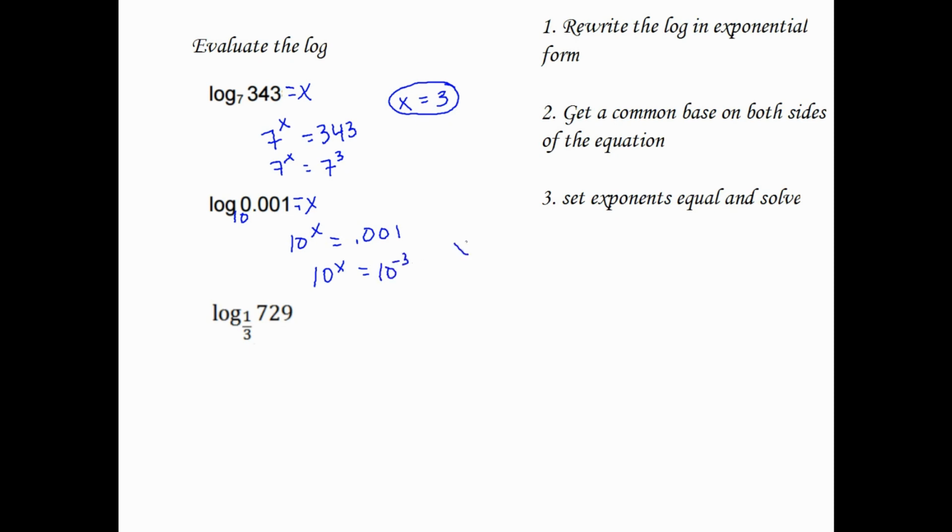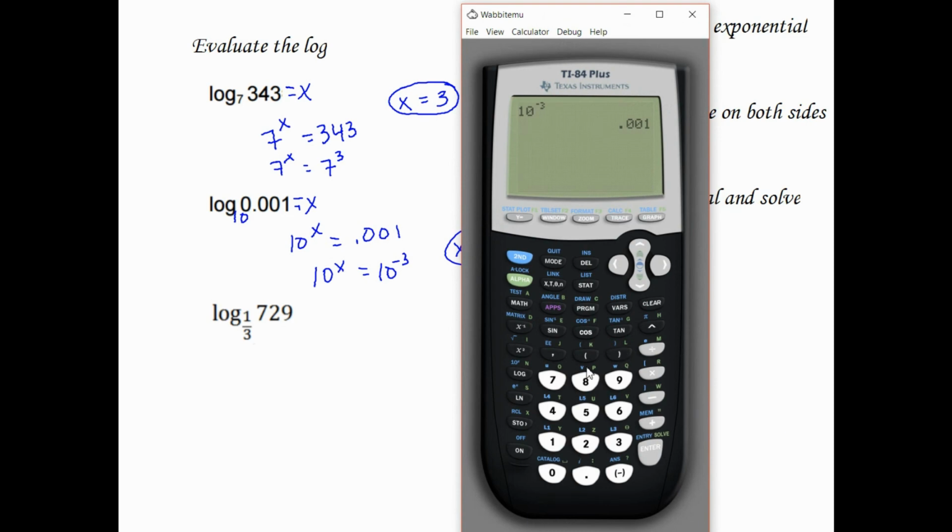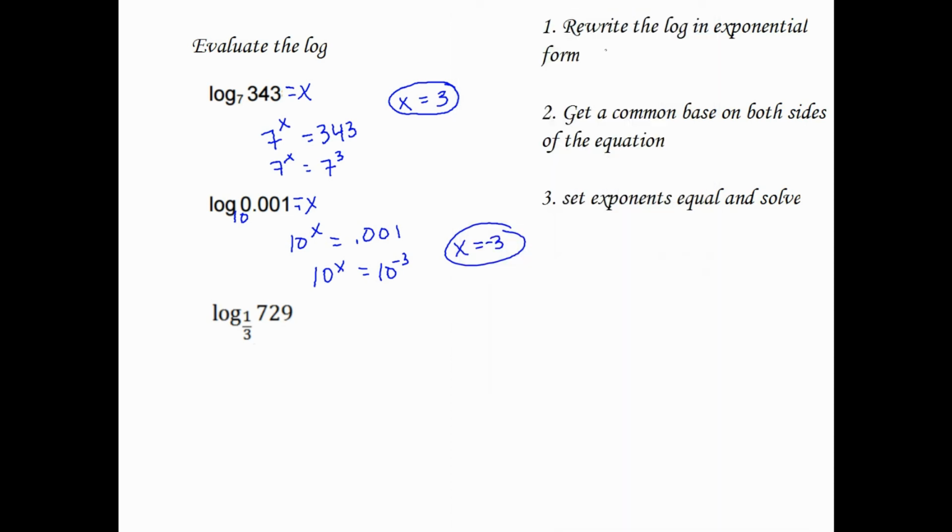And then all I do is set x equal to negative 3. And then there's no solving here, so log base 10 of 0.001 equals negative 3. We can actually check that on the calculator because the calculator has log base 10. So 0.001, that is negative 3.